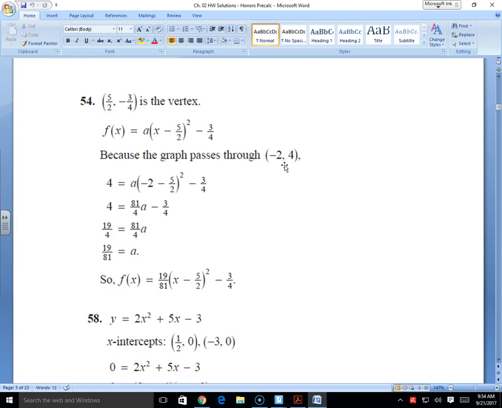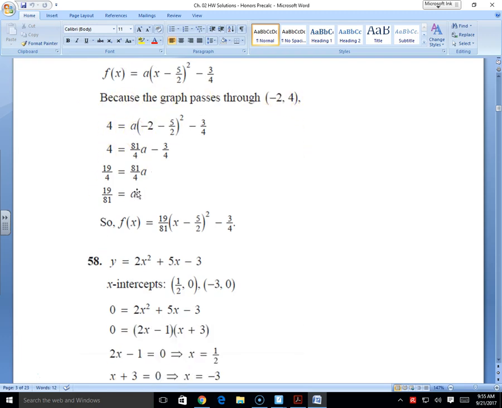And so you take what you know about the vertex, and you take the a, 1/81, and go ahead and make the equation. Now, if you're like, what about decimals? I don't like them, unless it has to do with money or some sort of physicsy word problem. I should have kept those fractions. You can do that without a calculator. Anybody still checking 54? The key was, plug in what you know, realize what you don't, and realize you have an x and y that you can also plug in to solve for a. That was the key on 54.